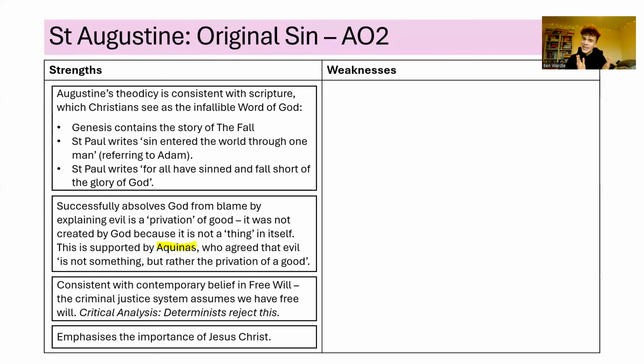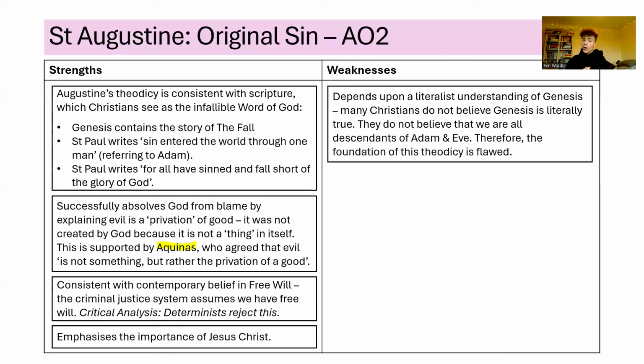What about our weaknesses then? There's quite a lot, as you can imagine, for us to talk about. The first one, which is a brilliant one if you are using the strength on the left there, is that it depends upon a literalist understanding of Genesis. So if you're going to say that a strength of this is that it's consistent with scripture, you can bring in your critical analysis, you can bring in the rebuttal, that it depends on a very, very particular understanding of scripture, which is a literalist understanding of scripture.